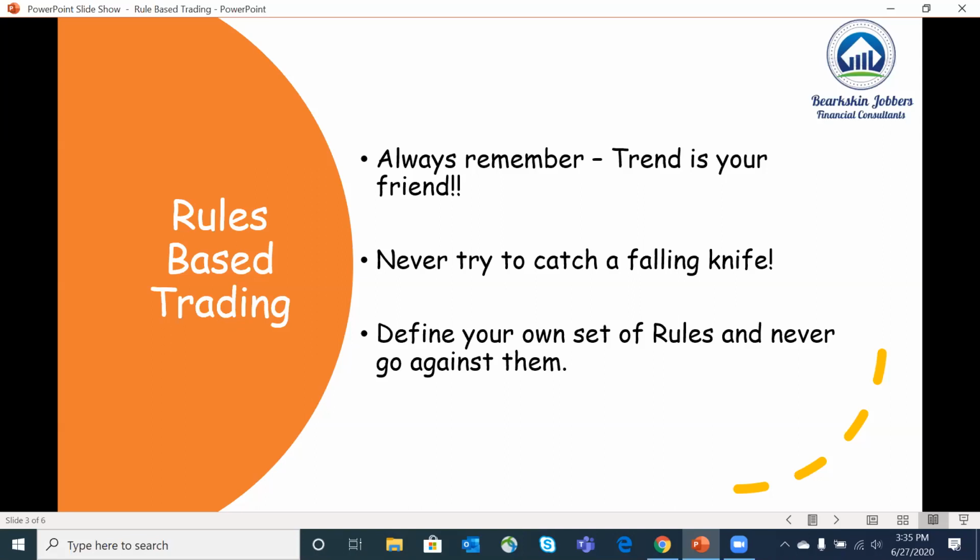Set your rules and be disciplined in trading. It will come over a passage of time when you are not a beginner anymore. So you will end up making good money if you define a good set of rules and you stick to that.